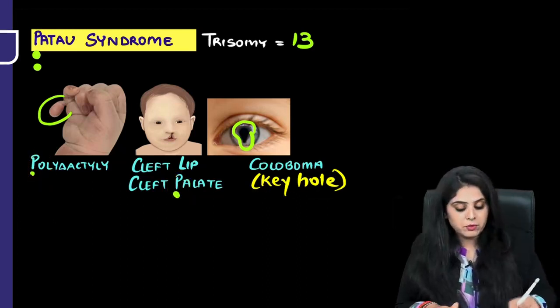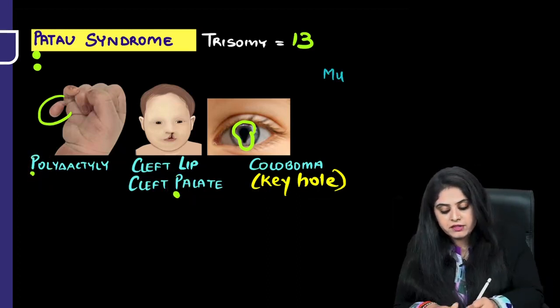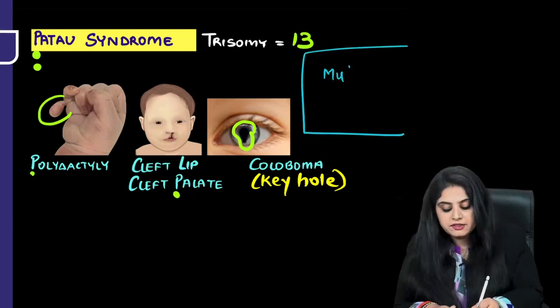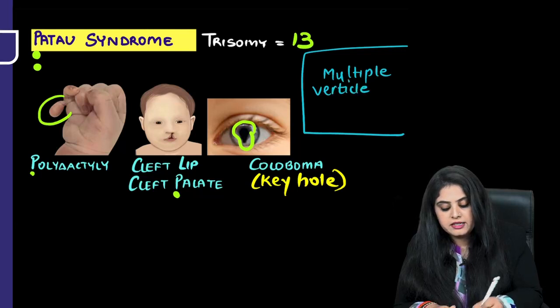I hope you remember from your theory, if someone, forget Patau syndrome for a moment, if someone has multiple vertical colobomas, lots of keyholes in the eye, multiple vertical colobomas, which trisomy is that related to?